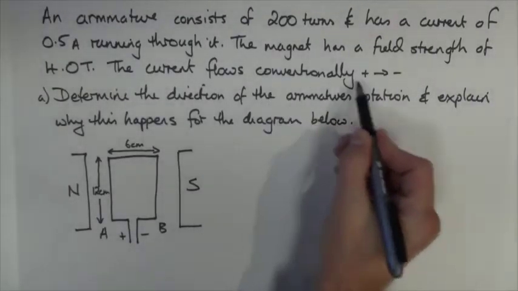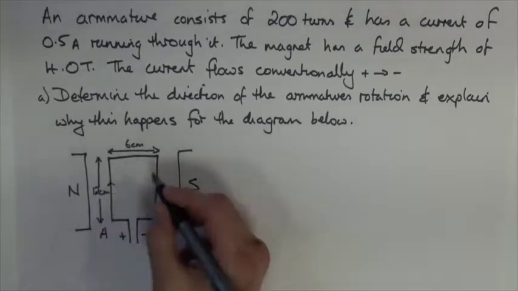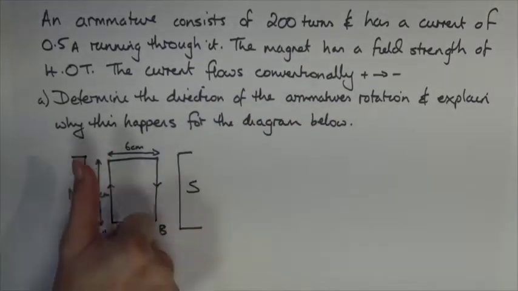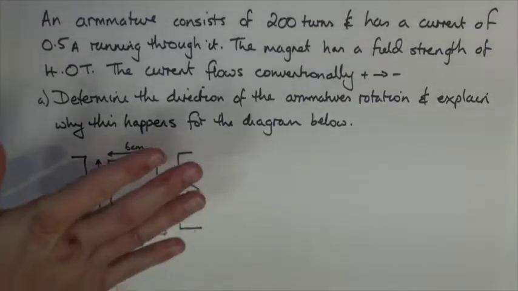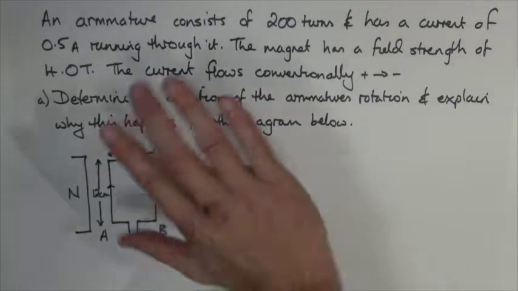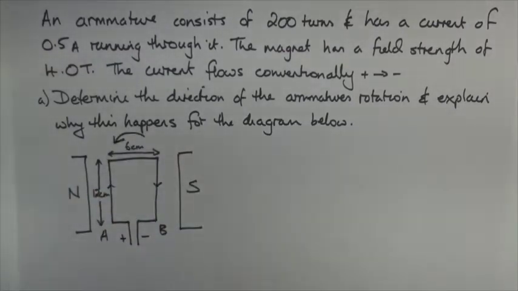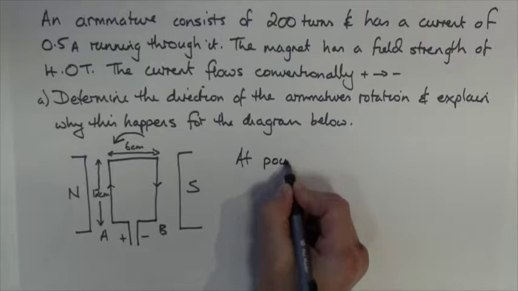Now the armature is 12 centimeters by 6 centimeters across. Okay, and we've got north and south. Alright, so we know that the current is flowing conventionally, so we're going from positive to negative. So I use my thumb to show the direction at point A and my fingers to show the magnetic field. As a result, it's pushing down on A and pushing up on B.